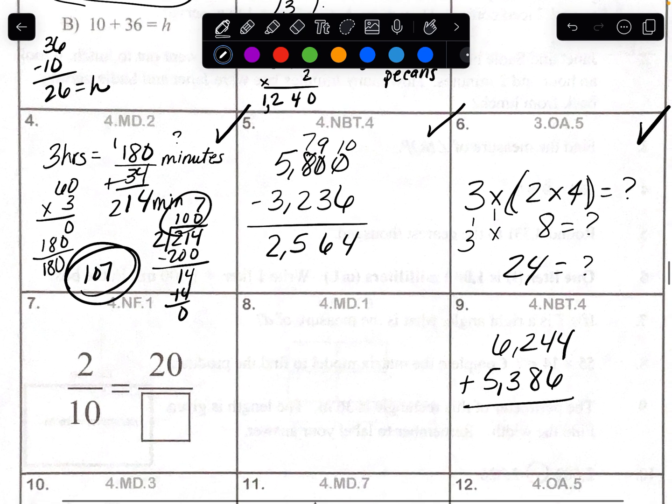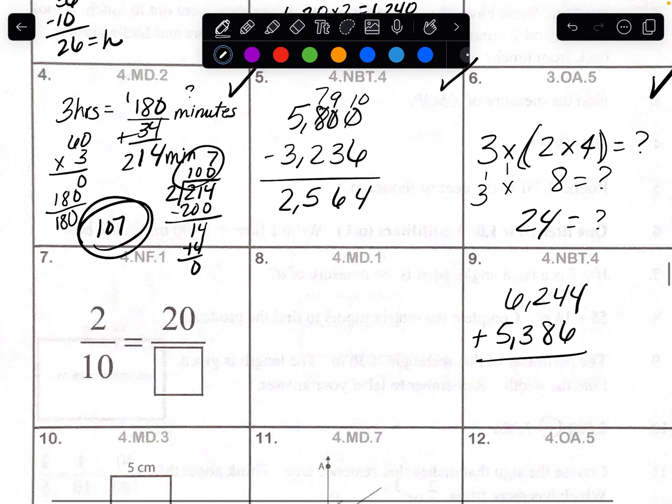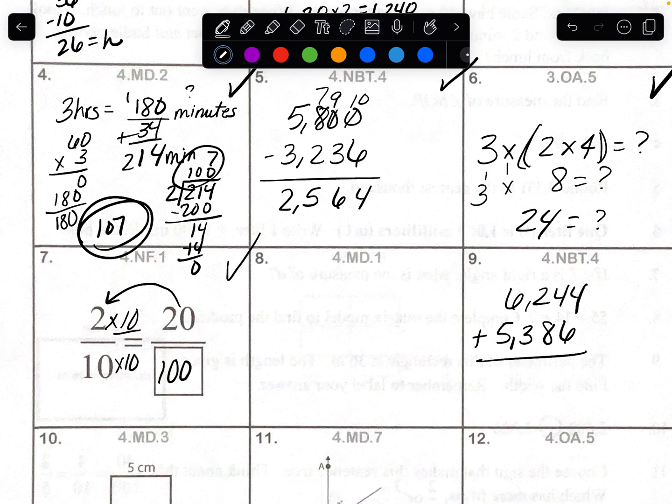All right, number 7. So looking here, you need to think, how many times greater is 20 than 2? And that's 10 times greater. All right, so what you do up here, you do down here for a denominator of 100. All right, we have 7 kilometers. How many meters is that? That should be 7,000 meters.